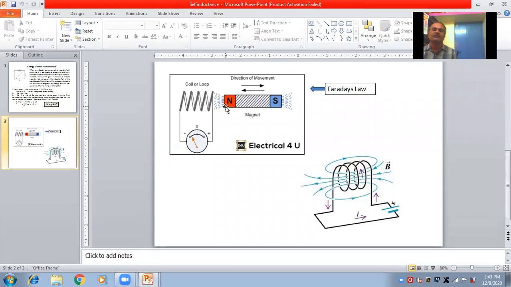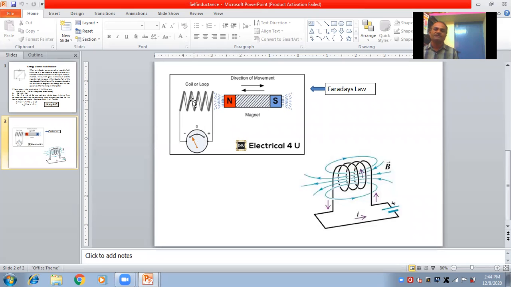So look at this diagram. Here a coil is there. This coil is connected to an ammeter. Simply, there is no battery. Be sure that no battery is connected to this circuit. Simply it is a coil connected to an ammeter. But here we have a bar magnet. Around this bar magnet, the magnetic field is there. The flux lines of this bar magnet are linked with this coil.